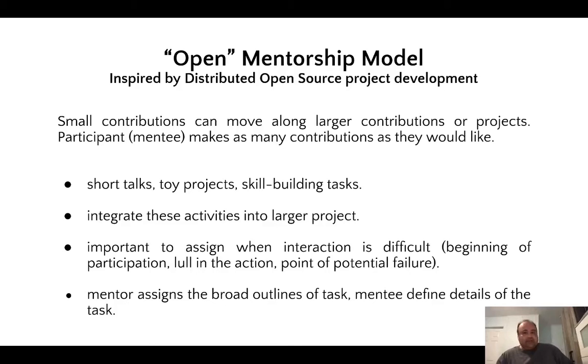Small contributions can move along larger contributions or projects. Participants make as many contributions as they would like, as they're comfortable with, or as they have time for. Then the mentor gives them feedback and evaluates them accordingly, but doesn't judge them on how much they can accomplish in a year. That's not the goal here. The goal is to do things like short talks, toy projects, or skill building tasks, something that gets them in the door. And then they integrate these activities into a larger project.